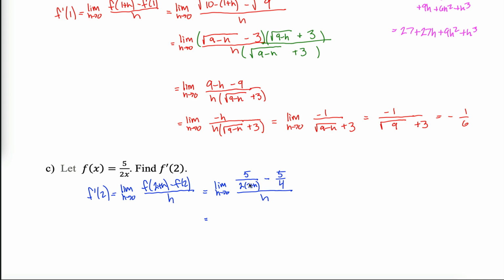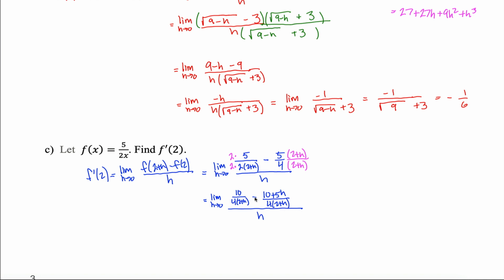Probably the easiest way to do that is multiply this side by 2 over 2. That makes this denominator 4 times 2 plus h. And then multiply this side by 2 plus h over 2 plus h, which makes this denominator 4 times 2 plus h. What I have is 2 times 5, in other words 10, divided by this common denominator of 4 times 2 plus h, minus 5 times 2 plus h, which I guess I could write as 10 plus 5h, divided by this common denominator of 4 times 2 plus h. That entire thing is divided by this h. This is the expression I need to simplify.